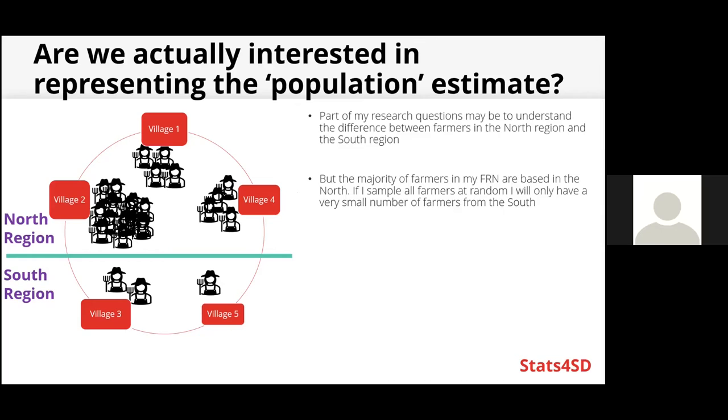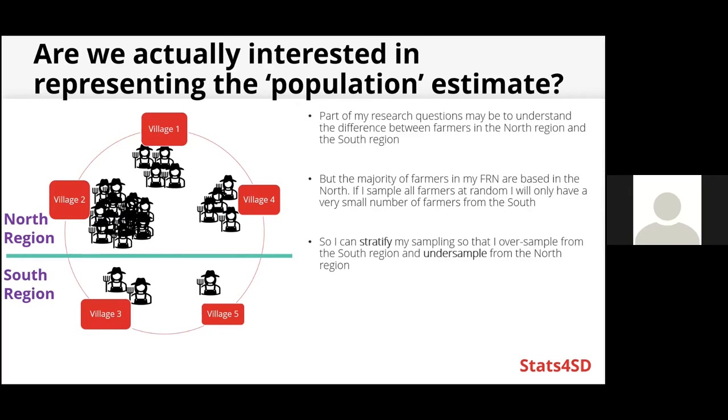But if I look at my sample, I now have only a very, very small sample in the south region and a much larger sample in the north region, just because that's the way my population is distributed, that more people are in the north than in the south. So if I just took a sample based on getting an overall population estimate, which would be sampling completely at random, randomly picking from that list, I would have too small a sample in the south region to be particularly useful. I wouldn't be able to get very good estimates.